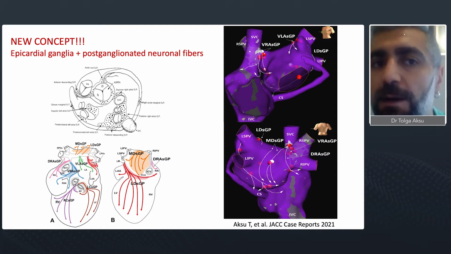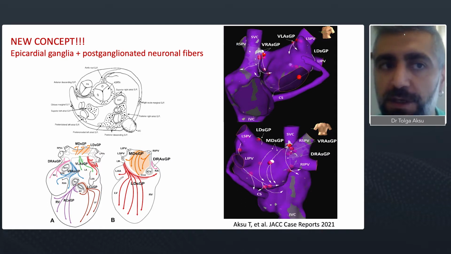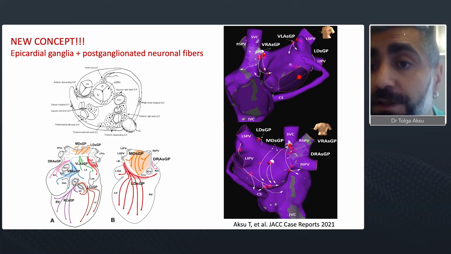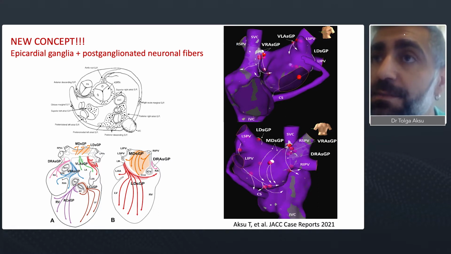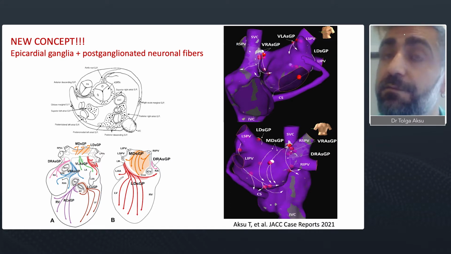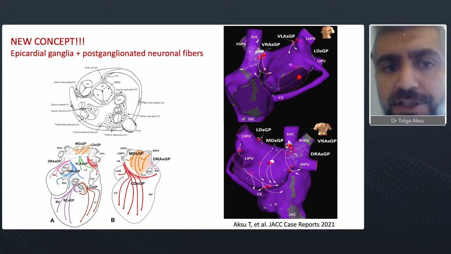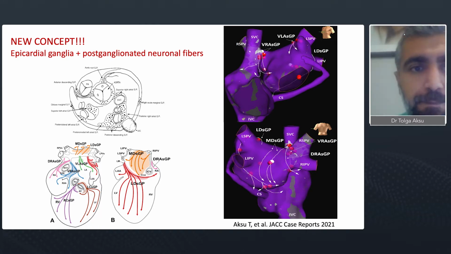Actually, we should ablate the epicardial ganglia, because if we can detect the localization of epicardial ganglia, our lesion will be permanent, because neuronal bodies cannot be regenerated after any damage. But if you just ablate postganglionic neuronal fibers, after the procedure you can see a similar heart rate increase effect. But during follow-up, you can see re-innervation due to the axonal regeneration process. This is a very important point.